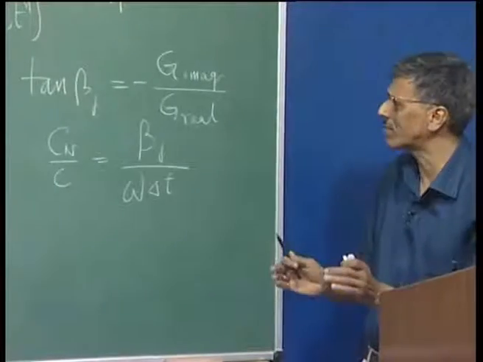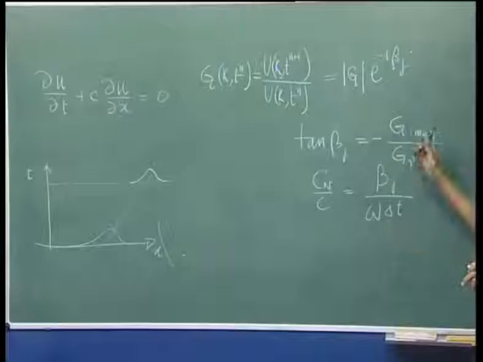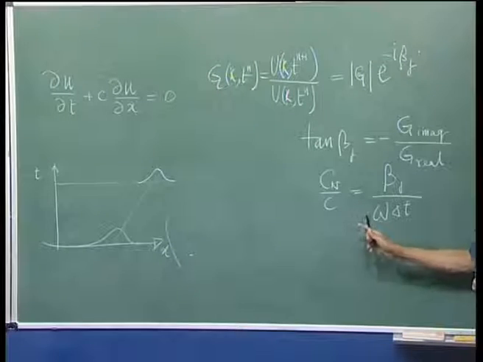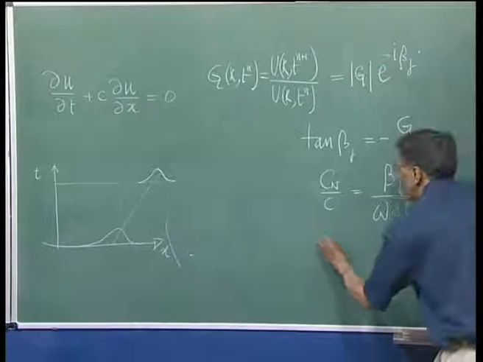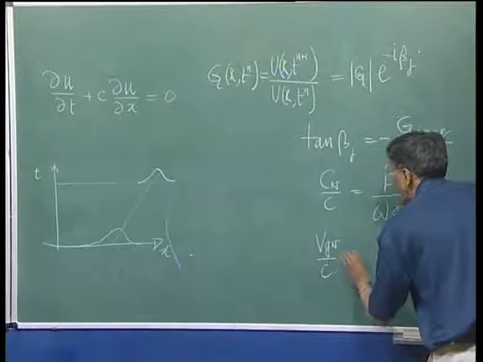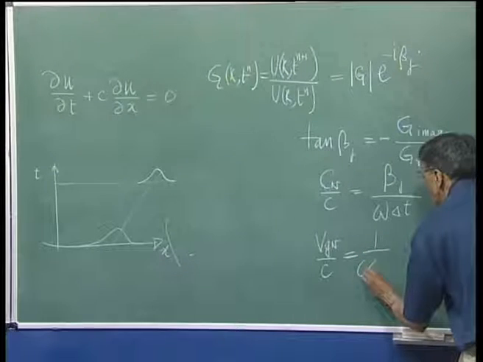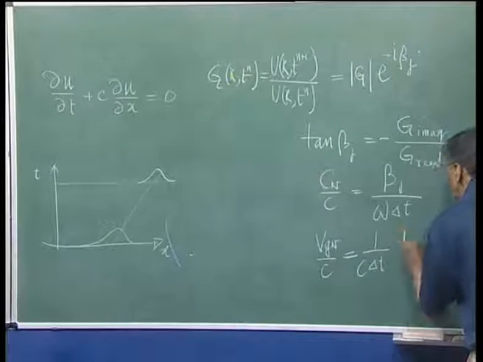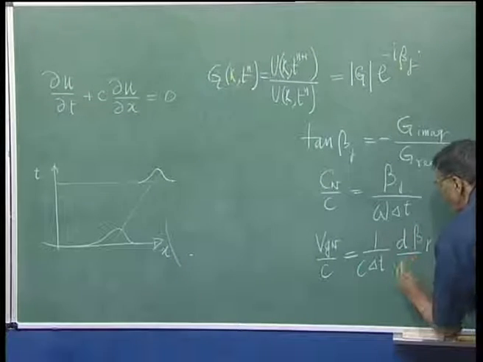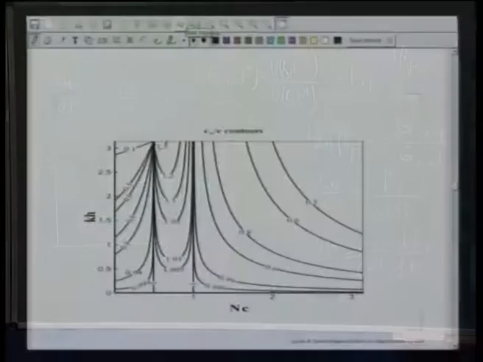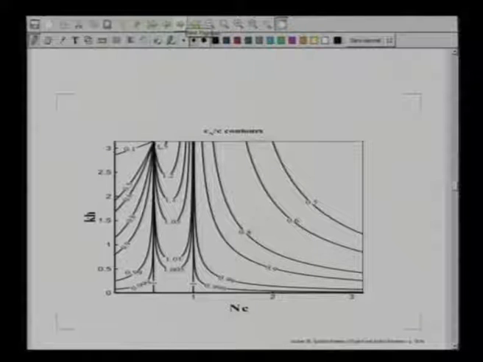So, the basic task is: choose your numerical algorithm, obtain the value of G, collect its real and imaginary part, and obtain Cn by C. The same way you can also get your Vgn by C, that should be equal to 1 by C delta t d beta j dk. This is what we have discussed when we were talking about the hyperbolic equation.